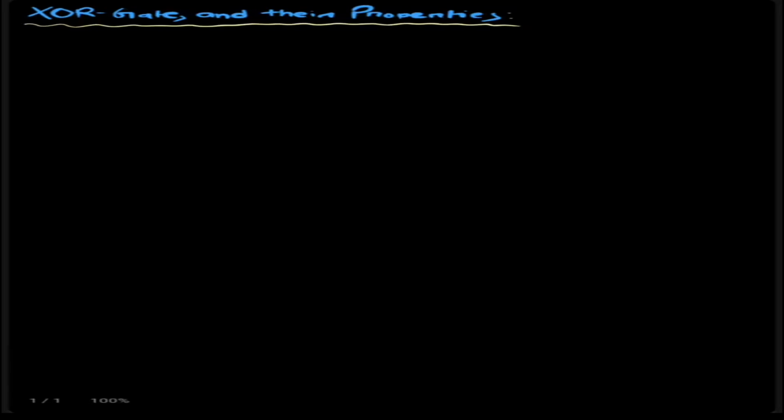Today we are going to study XOR gates and their properties. We're talking about the nomenclature. The X comes from the word exclusive. Now, talking about the symbol, this is the symbol of an OR gate. If we just modify it, it becomes an XOR gate.